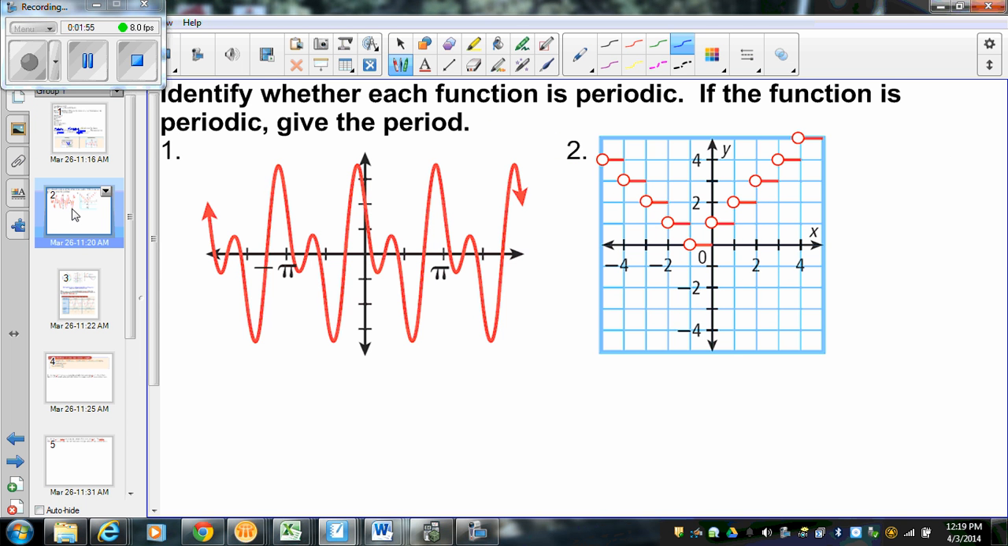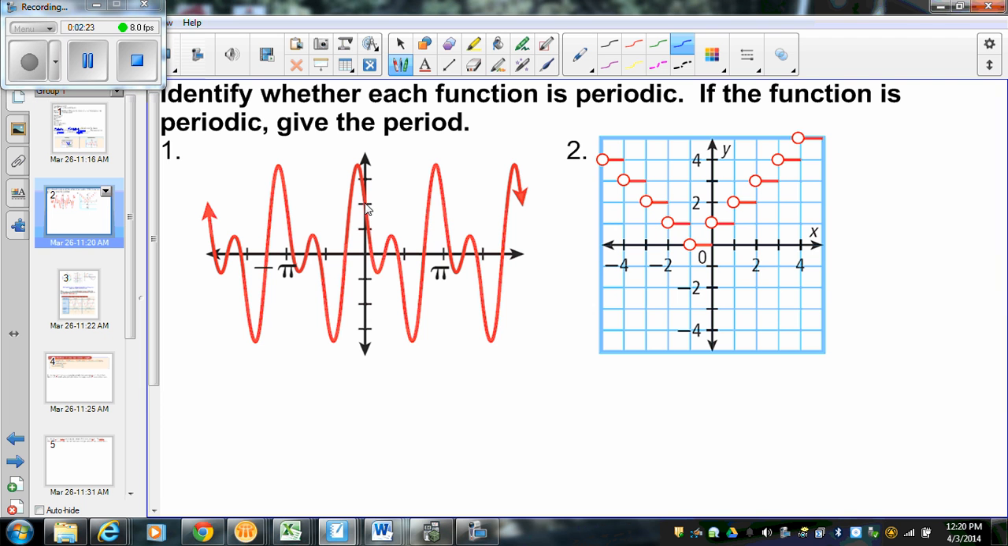So for example, let's look at these two here. We want to identify whether or not the function is periodic. And then if it is, we want to figure out what the period of that function is. So I'm looking here, and I can tell that I have kind of the same image just repeated over and over and over again in number 1 here. So it is periodic. So now the question becomes, how far do I have to go before it starts repeating itself?